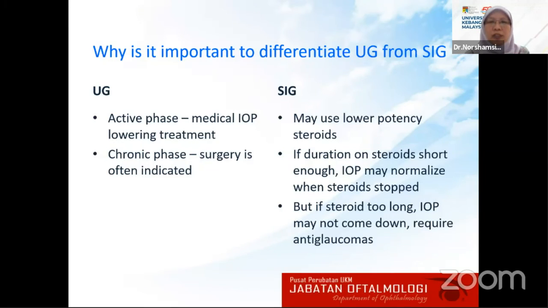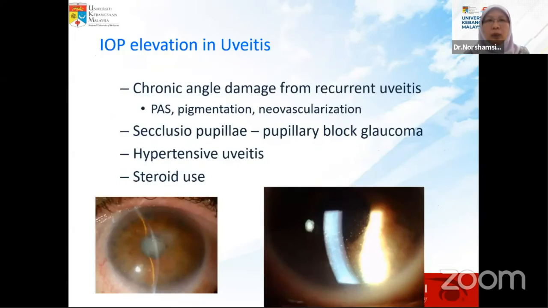Why is it important to differentiate? Well, in uveitic glaucoma, normally in active phase, you can treat the uveitis, and actually the IOP can come down on its own. But in chronic phase, normally surgery is indicated. But in steroid-induced glaucoma, you may switch to a lower potency steroid. And if the duration of steroid is not long enough, IOP may normalize once you stop the steroids. But if the patient is already on steroid for too long, the IOP may not come down and they require anti-glaucomas.